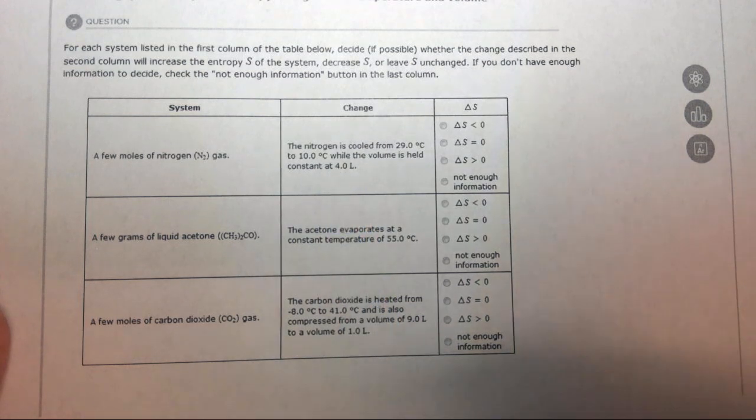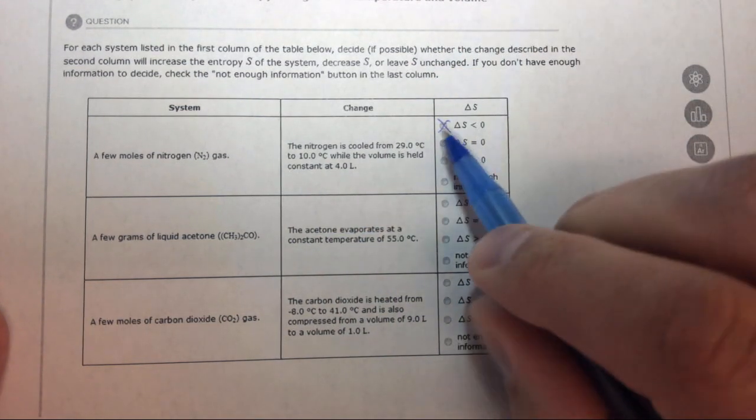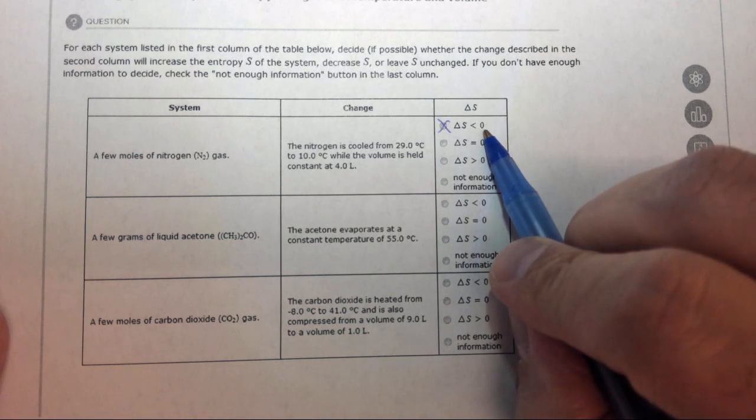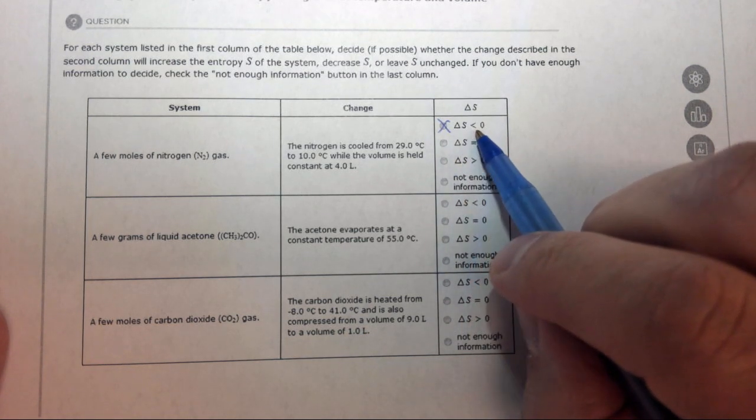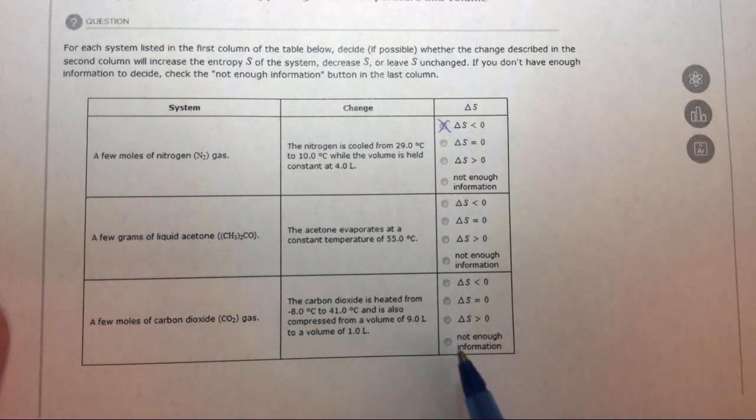It becomes less random. So in this case, delta S is less than 0. The system becomes less random, so therefore delta S is less than 0. Or a negative number is another way of saying that.